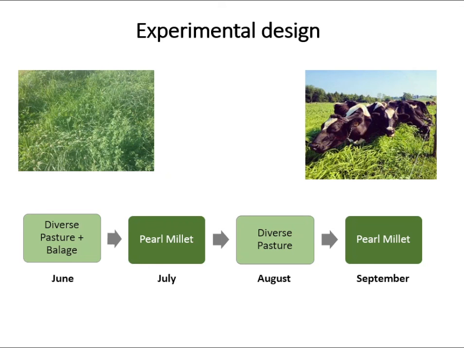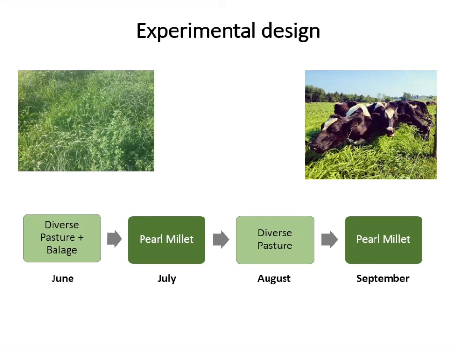And then in August, we moved them back onto a diverse pasture. This time they weren't getting any supplemental baleage. All of their diet was coming from diverse pasture. And then in September, we moved them back onto pearl millet. We replanted and again grazed it at about 5 weeks of growth. And we took samples weekly, but I'm just going to present data from the last 2 weeks so that the treatment had time to have an effect on that milk fatty acid profile.